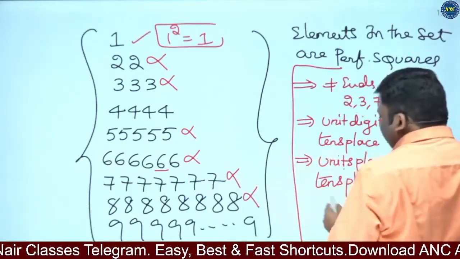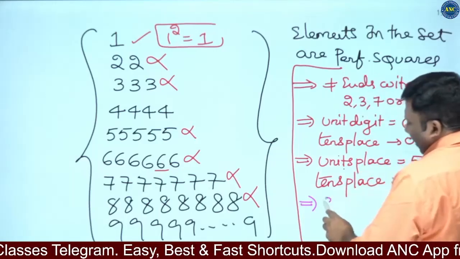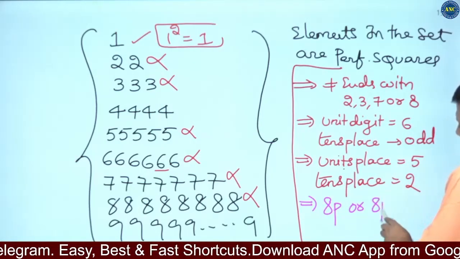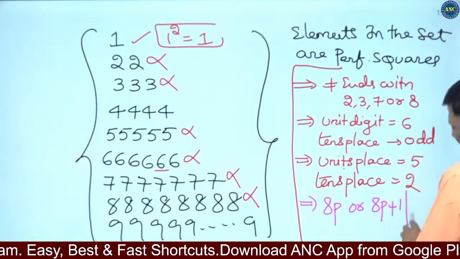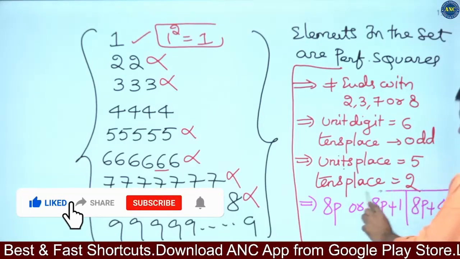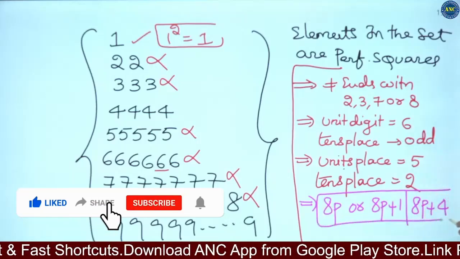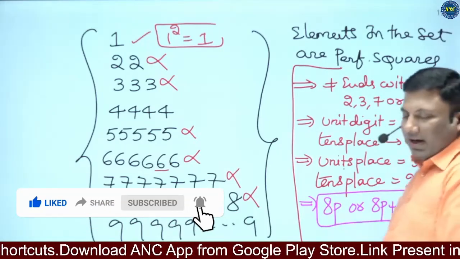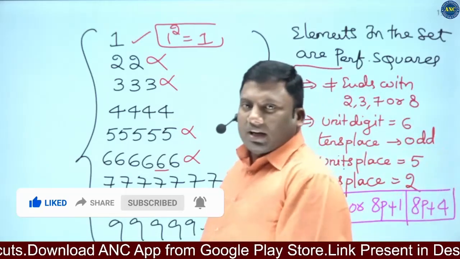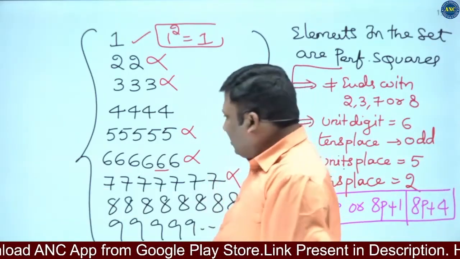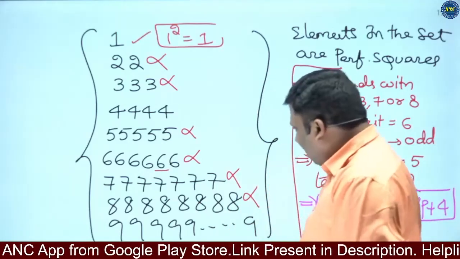Next one. Any perfect square when divided by 8 either is perfectly divisible, or gives a remainder 1, or gives a remainder 4. I hope the idea is clear. So let us do one by one.